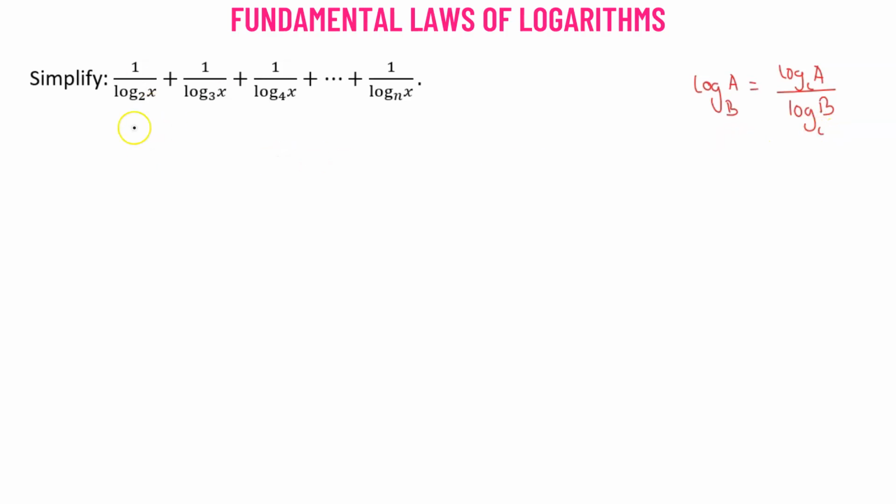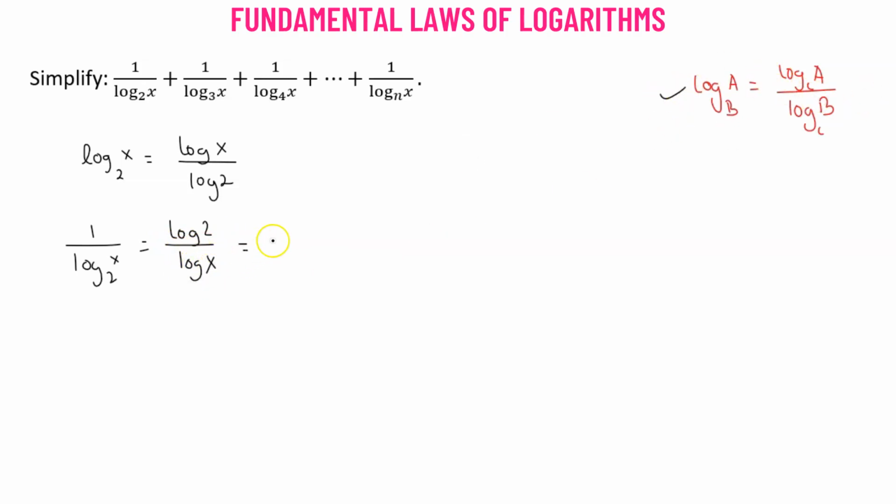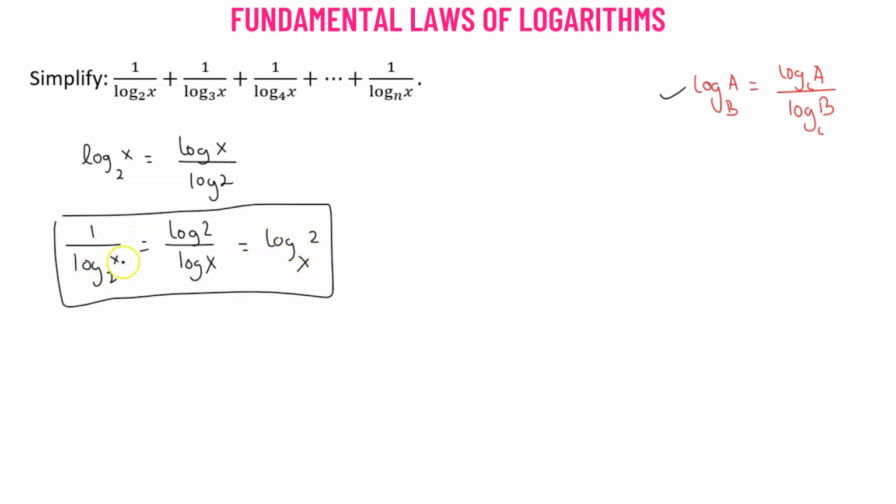So that means our first term, we have 1 over log of x with a base of 2. So log of x with a base of 2 can also be expressed as log of x divided by log of 2. That means if we take its reciprocal, 1 over log of x with a base of 2 will be equal to log of 2 with a base of log of x. Then again, we use a property, then this will become log of 2 with a base of x. The reciprocal of log of x with a base of 2 will be equal to log of 2 with a base of x.